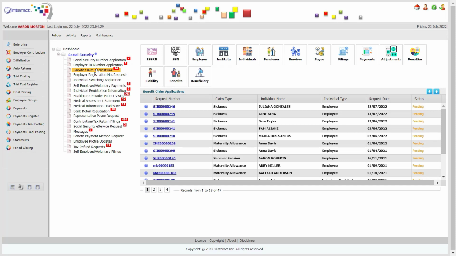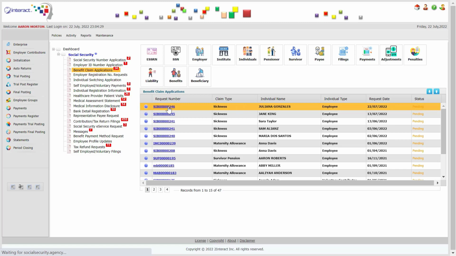Aaron can see the claims that are being processed and those that are being filed online. Since everything is seamlessly integrated, claims which are entered manually in the office and those which are filed online are both instantly available for processing. The claim for Juliana Gonzalez is listed under the new claims that have been received. I can access them all from the dashboard immediately.